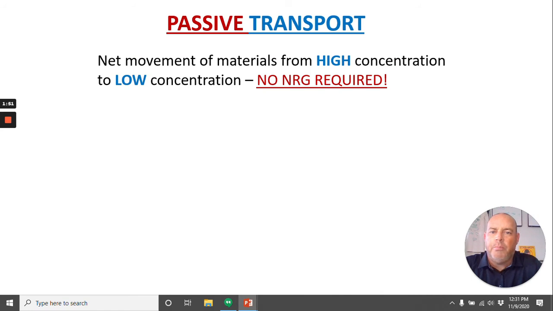So, first type of transport, passive transport. There's going to be a few types of passive. And it's just like what it sounds like. If someone's passive, they don't really have any energy, they're just kind of blah. So in this case, there's no energy required. It's passive, it's just going to happen. And the reason it happens is because it moves from a high concentration to a low concentration, kind of like the perfume example I gave you.